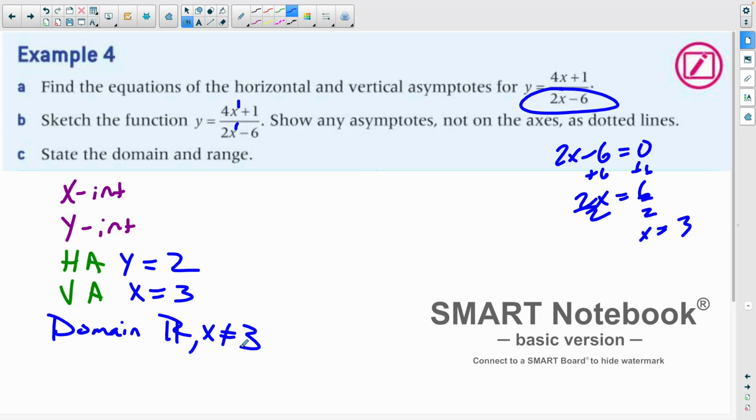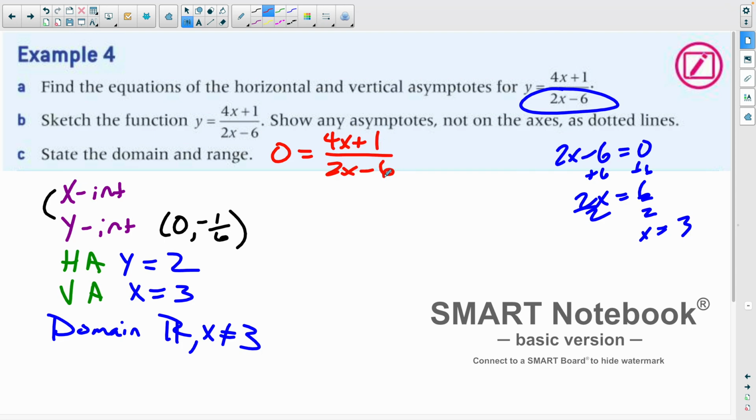What's another one? What's the easy one out of these two? Normally the y-intercept's the easier of the two. So I'm going to put 0 in for x, and I'll get 1 over negative 6. So (0, negative 1/6) is my y-intercept. How do we get the x-intercept? Put y equals 0. Every time I ask about intercepts, we've got to know there's a 0 involved.